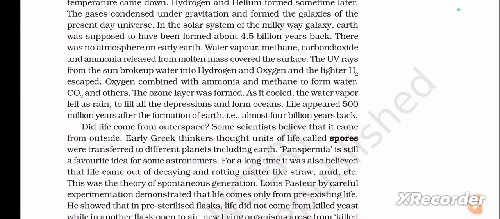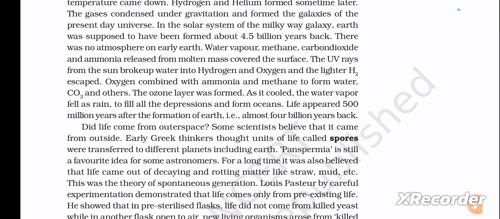Did life come from outer space? Some scientists believe that it came from outside. Early Greek thinkers thought units of life called spores were transferred to different planets including Earth. Panspermia is still a favorite idea for some astronomers.